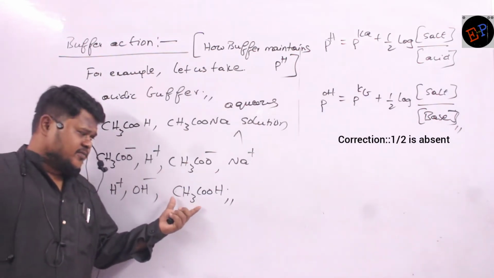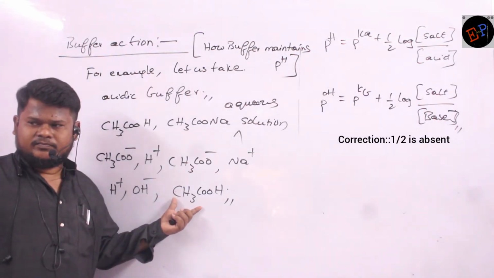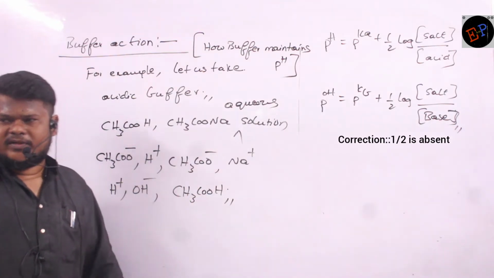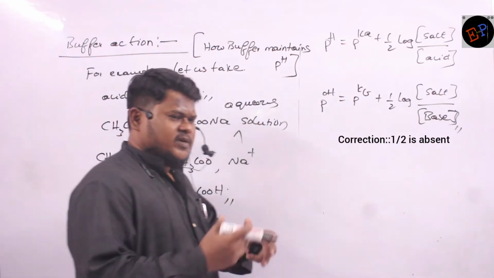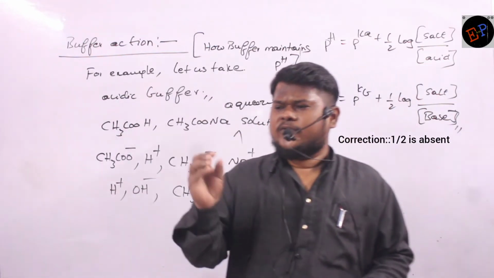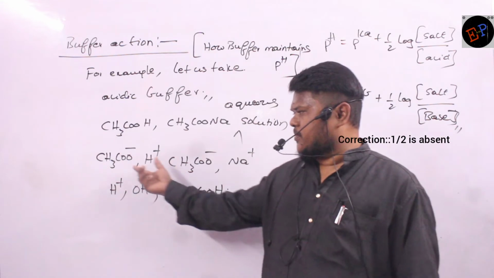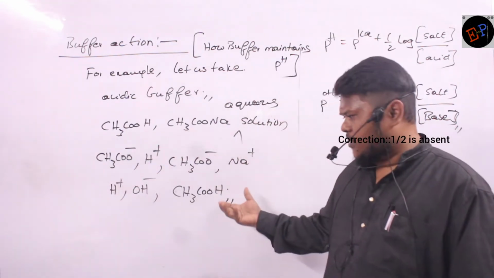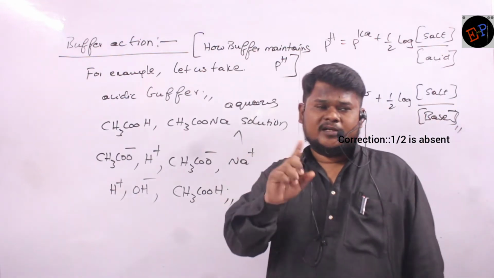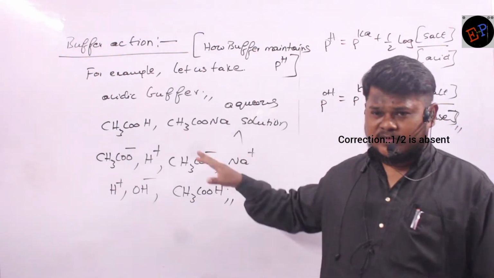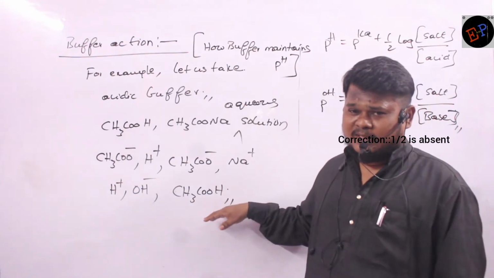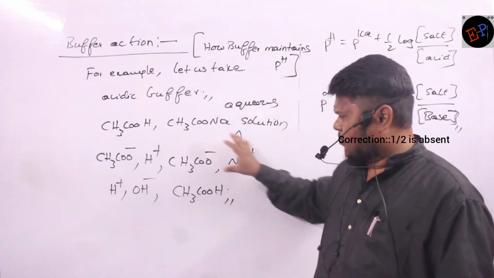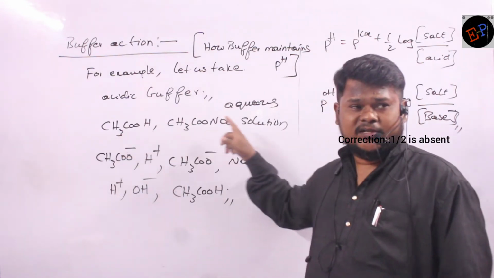See, CH3COOH is a very weak acid. No? What is meant by weak acid? It doesn't dissociate very much. So dissociation is very weak. So only very few molecules of CH3COOH split into CH3COO minus and H plus. So most of the molecules of CH3COOH don't dissociate. So these are the different components which are present in this acidic buffer.